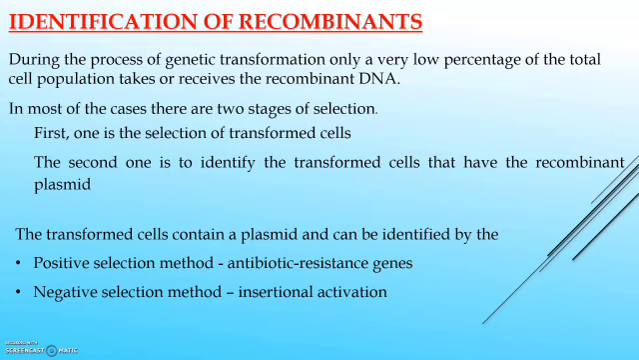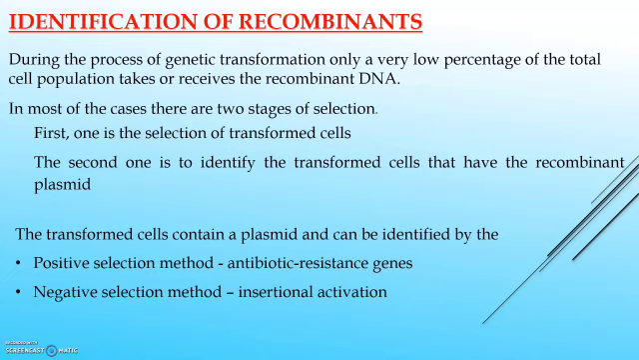The second one is to identify the transformed cells that have the recombinant plasmid. The transformed cells contain a plasmid and can be identified by the positive selection method. The most common markers used for positive selection are antibiotic resistance genes present in the cloning vectors, such as cell wall synthesis inhibitors or protein synthesis inhibitors, such as ampicillins and tetracyclines. And the negative selection method can be adopted for identifying the presence of recombinant vector among the transformed cells, in order to identify those plasmids carrying the foreign DNA fragment.